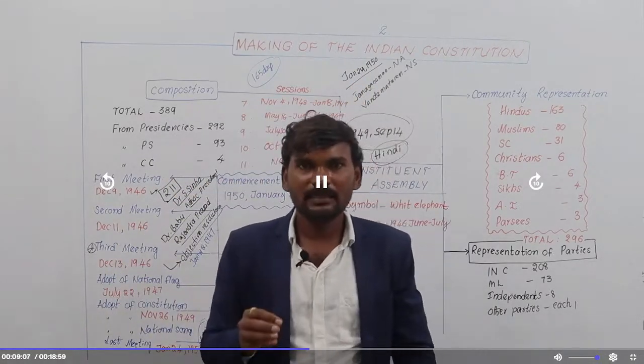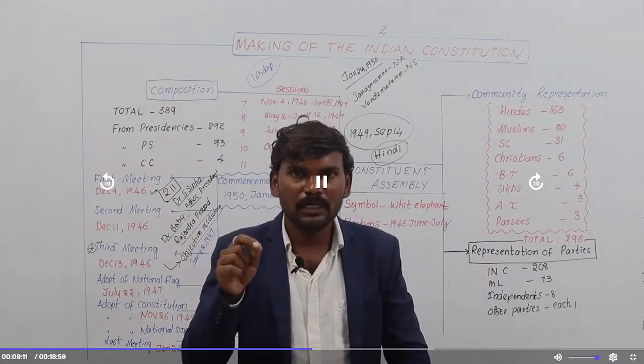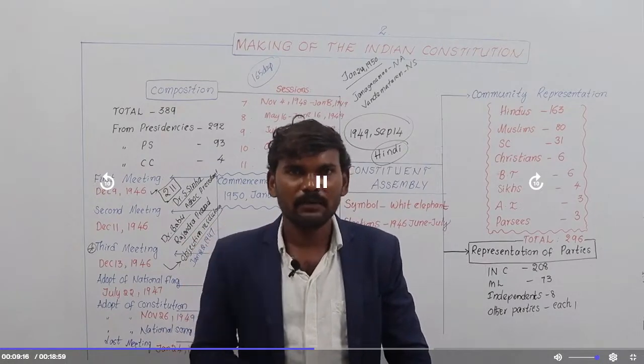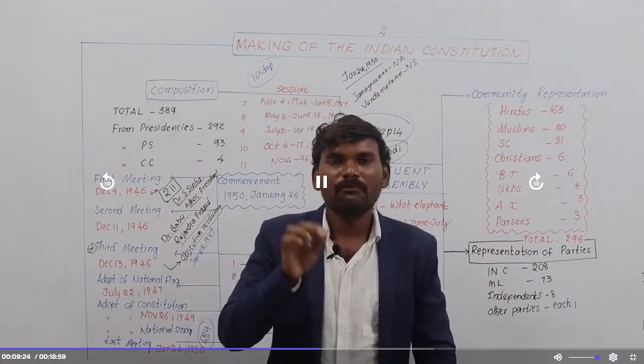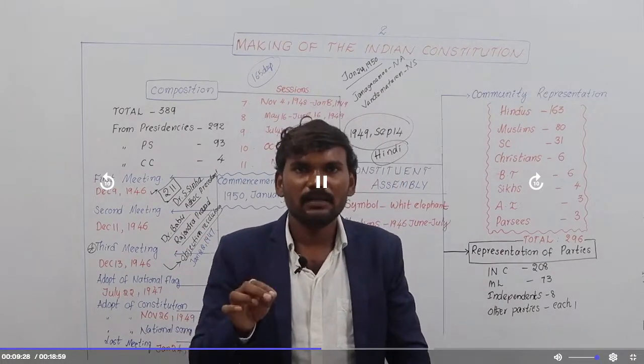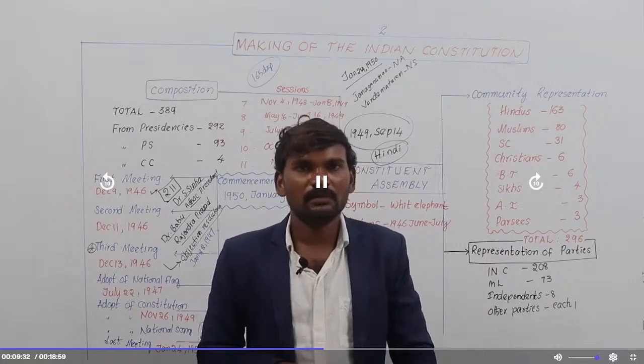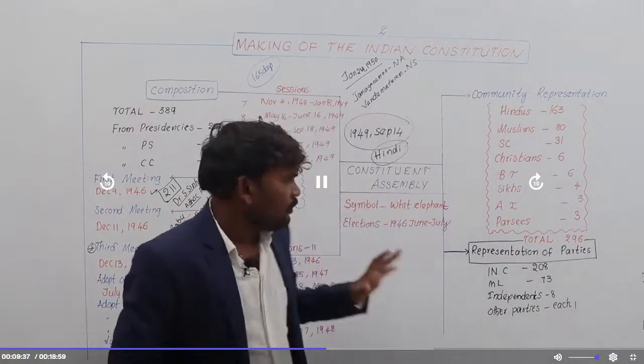Many times questions were asked in previous examinations. When was the Indian national flag adopted by the Constituent Assembly? July 22nd, 1947. When was Hindi adopted as national language by the Constituent Assembly? September 14th, 1949. When was Janaganamana adopted as our national anthem by the Constituent Assembly? January 24th, 1950. On the same day, Vande Mataram was also adopted as our national song in 1950. Okay. Very, very important dates.